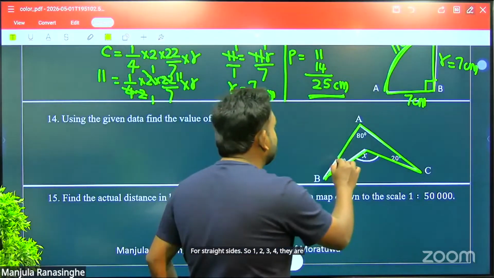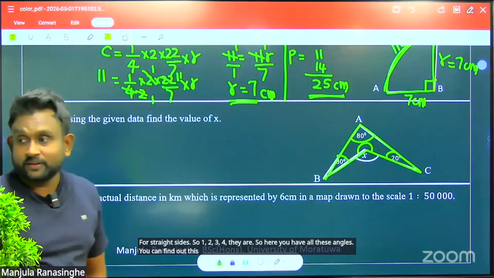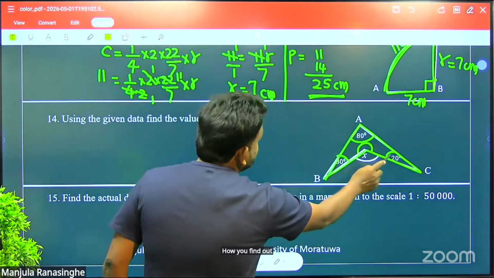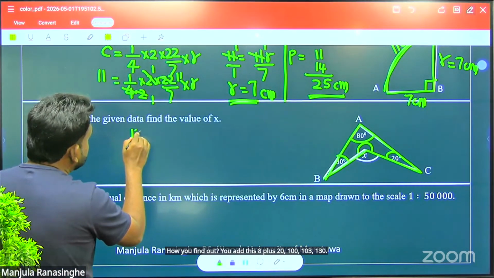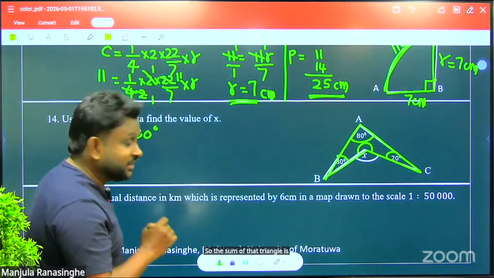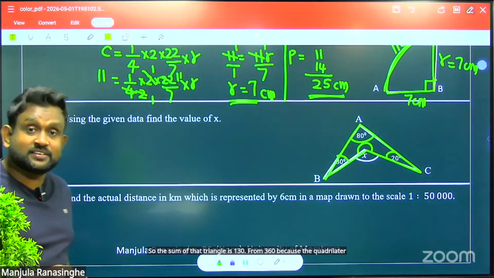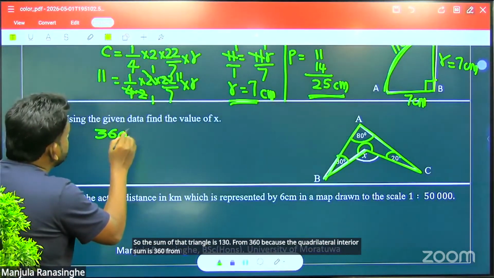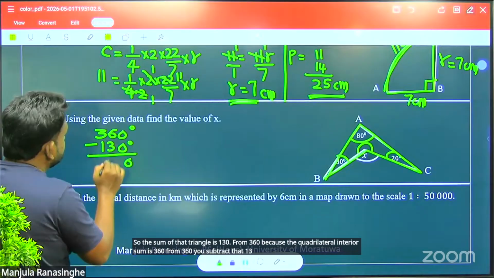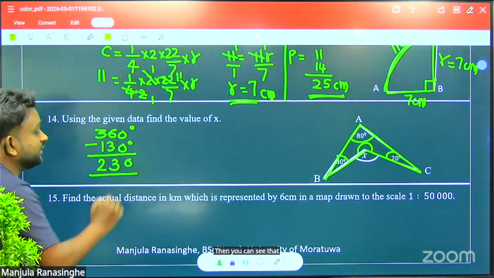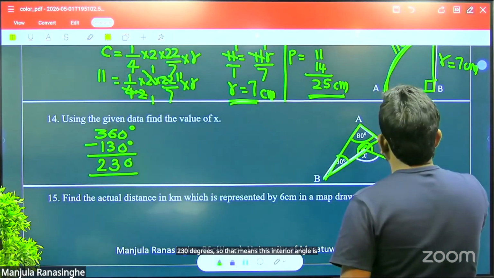So here you have all the three angles. You can find out this interior angle. How do you find it? You add this 80 plus 20, 100, plus 30, 130. So the sum of those angles is 130. Okay, from 360, because the quadrilateral interior angle sum is 360, you subtract that 130. Then you can see 230 degrees. So that means this interior angle is 230 degrees.